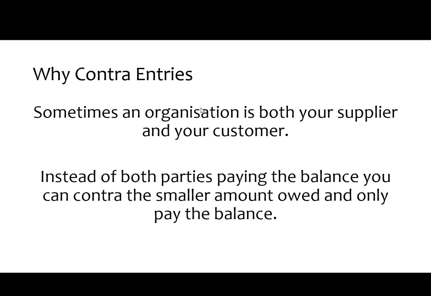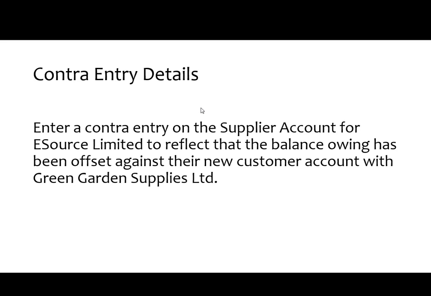So if your supplier owes you more, they'll pay you the difference, and if you owe them more, you'll pay them the difference. Okay, so how do we do that on Sage? Well, let's have a look. In this particular case, we've got a customer called eSource Limited, and eSource Limited is both our customer and our supplier. So it says enter a contra entry on the supplier account for eSource Limited to reflect that the balance owing has been offset against their new customer account with Green Garden Supplies.